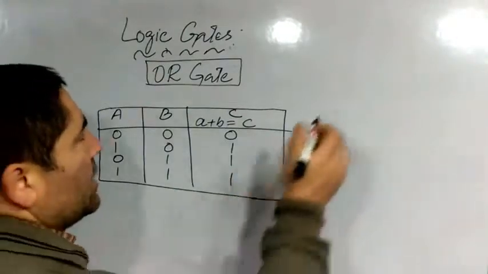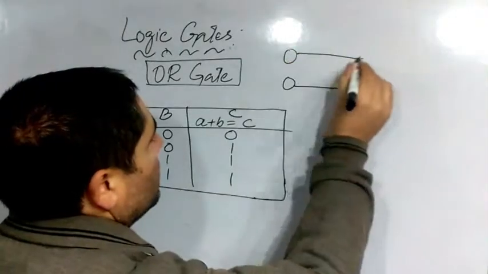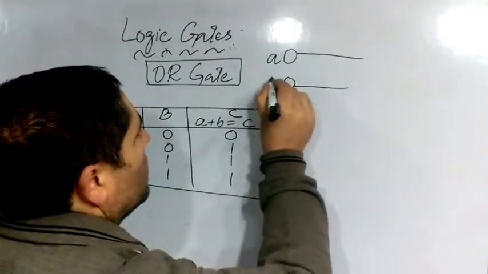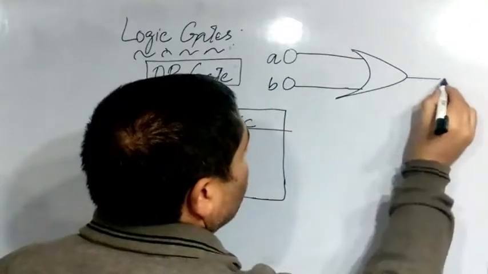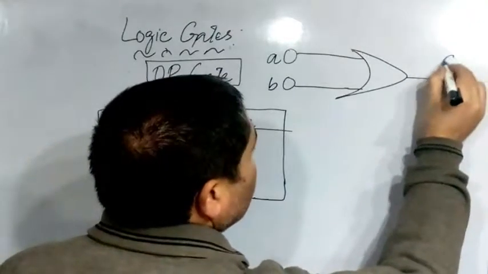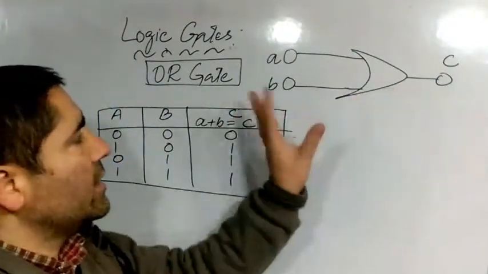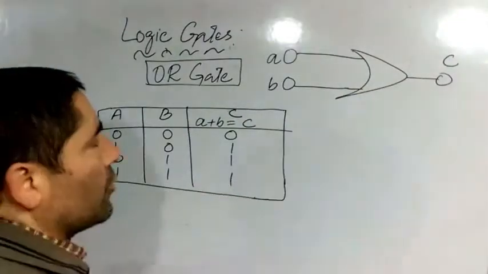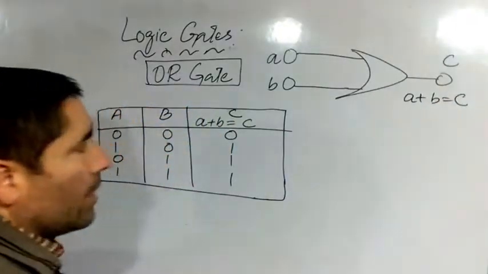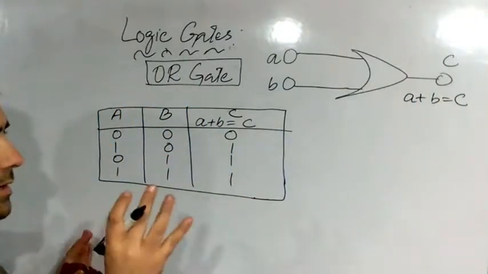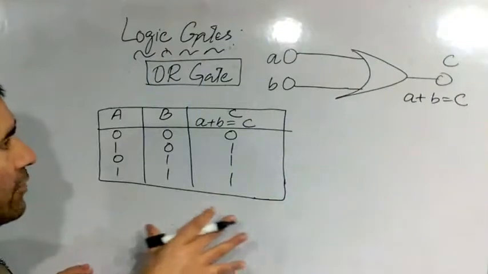This OR gate is represented by this diagram, like this. These are the two inputs, and this will be the output, A plus B. Let us elaborate this by means of a circuit diagram, and you will understand the whole scenario of this OR gate.